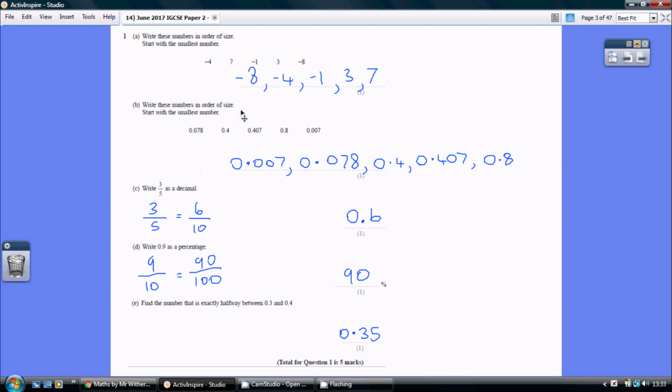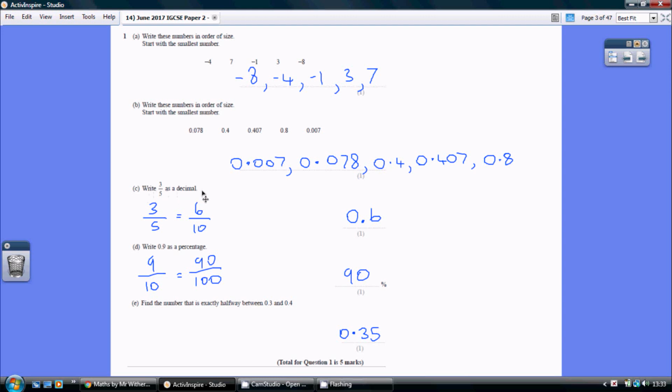Part B, write these in order of size. Well, obviously this is the smallest one, as we only have numbers in the thousandth column. 0, 10, 0, hundreds, so this is the smallest. So it's got the 2 noughts after the decimal point. Then we've got the one number that's got 1 0 after the decimal point. And then 0.4, 0.407 and 0.8.